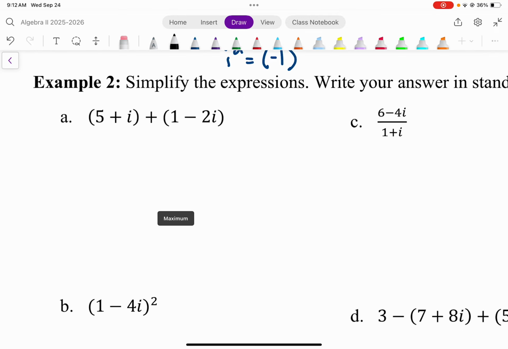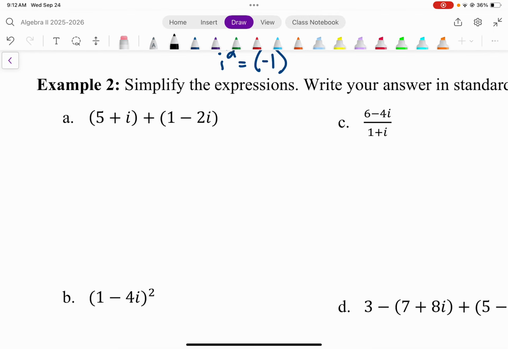So if we look at our first example for 2, we have 5 plus i in parentheses plus 1 minus 2i in parentheses. When you have this, don't forget you are technically distributing here. So we're taking that +1 and we're multiplying it by both of those parts. There's nothing other than a 1 in front of this, so that's not going to change this. So we can rewrite it without the parentheses.